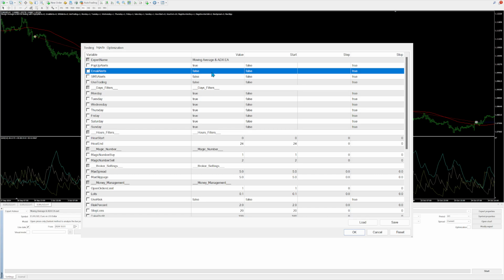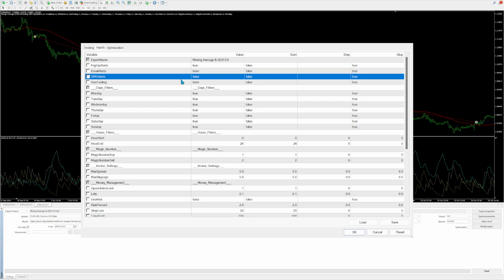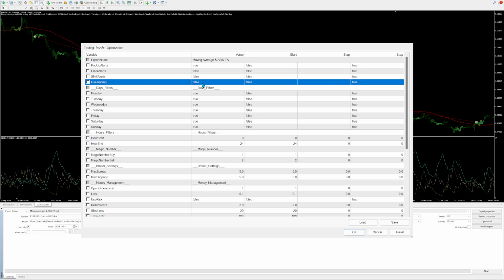That's handy if perhaps you're not around your platform, you're on the sofa or you're out and about and you'd like to get an alert when a specific thing happens, whether that's to take a position or to look to manage an existing position. Okay, and SMS alerts will also send you notifications via SMS. Use trading. Okay, if you set use trading to true, this basically will allow the EA to place trades and manage them on your behalf.